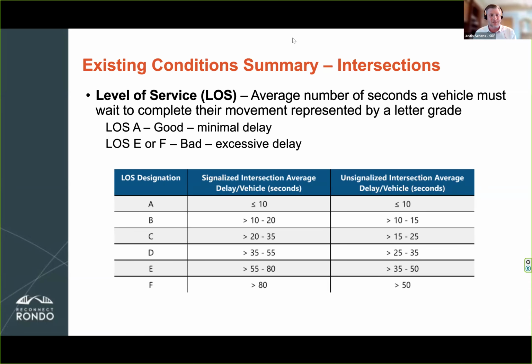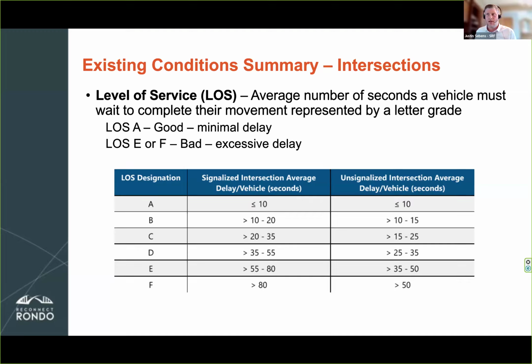Level of service A is good, and in that case, we're seeing minimal delay. Folks are able to make those movements relatively easily, whether it's a signal or a side street stop controlled intersection. And then level of service E or F is kind of that bad side, right? It's the opposite end of the spectrum where we're seeing excessive delay. So when we talk about locations where we have level of service E or level of service F, those are locations where drivers are going to start to make unsafe decisions. They're going to start accepting shorter gaps, and that could lead to additional crashes or near misses at the intersections and within the Rondo area.